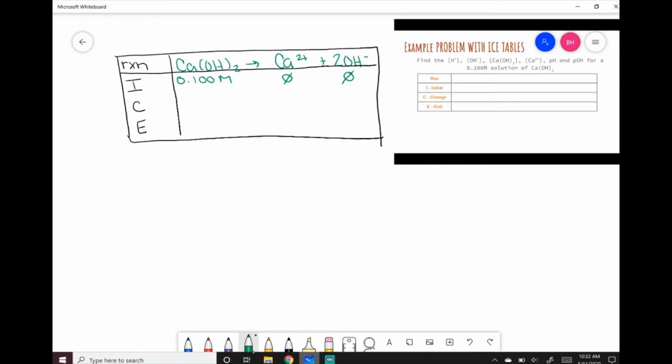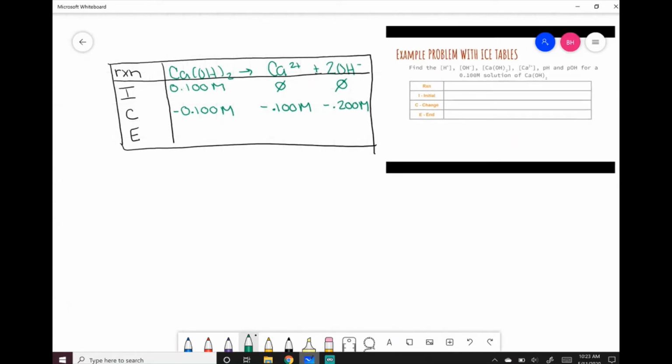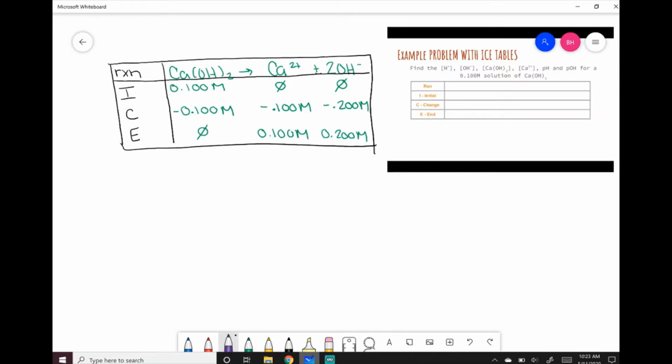Now, when this dissociates 100%, we're going to subtract 0.100 molar from here, minus 0.100 molar from here, but because there's 2 hydroxides, this is actually going to be minus 0.200 molar, because when this breaks up, it's going to create 0.2 molar of hydroxide. So this 2 is multiplying the concentration. So what my ending ends up being is I have 0 calcium hydroxide, 0.100 molar of calcium, and 0.200 molar of hydroxide.